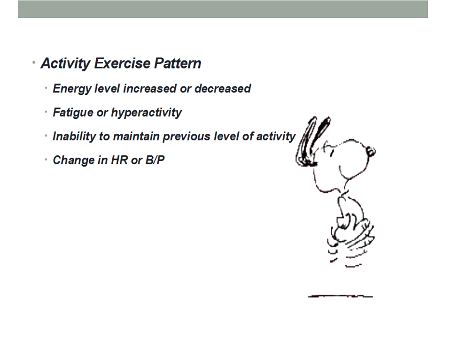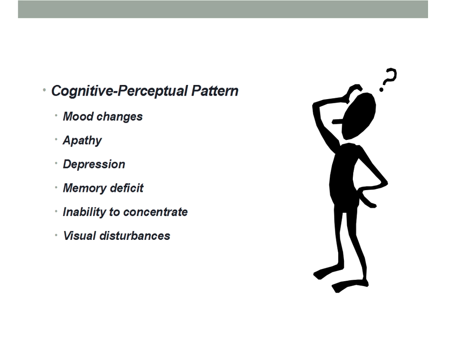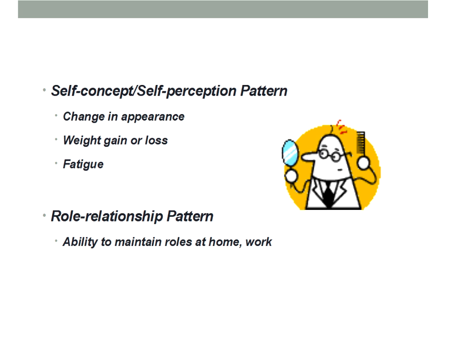There's activity exercise pattern. Energy level may be increased or decreased depending on the disorder. Fatigue or hyperactivity, inability to maintain previous level of activity, a change in heart rate or blood pressure. There is sleep rest. There's cognitive perceptual pattern. And, you know, we talked about with steroids, you could see mood change, apathy, depression. All of these things could be involved with different parts of the endocrine system, which we'll cover in more detail. There's self-concept, self-perception. We talked about with steroids, if you get too many, you could have a moon face, increased adipose tissue deposited on the trunk, thin skin, which would be back under nutritional metabolic, fatigue with different endocrine disorders.